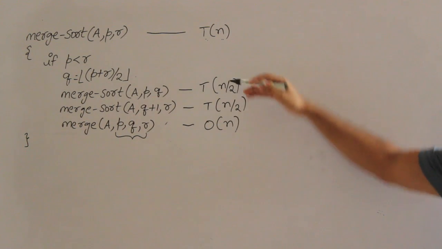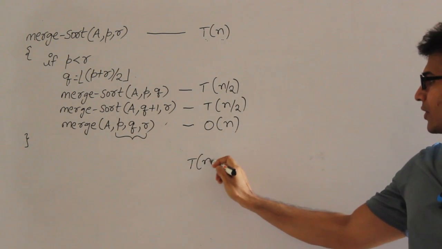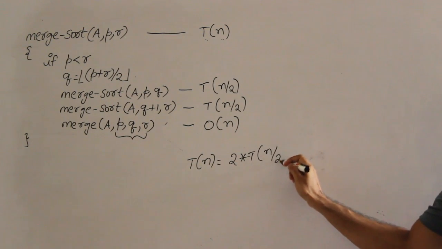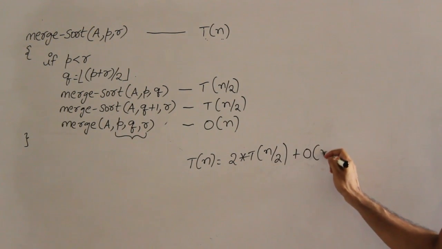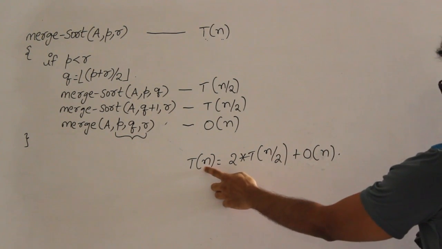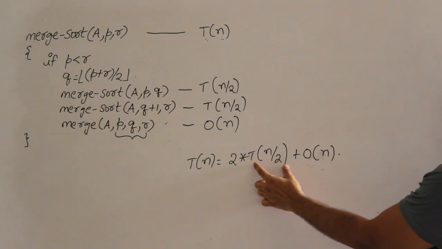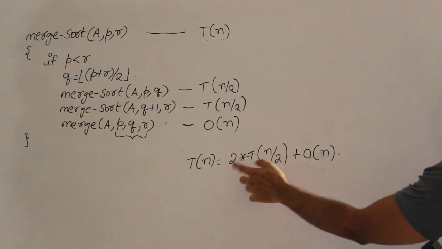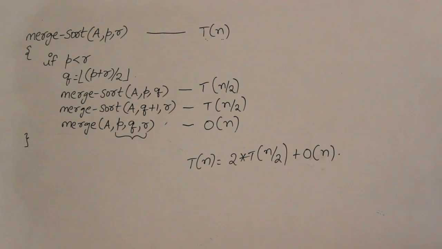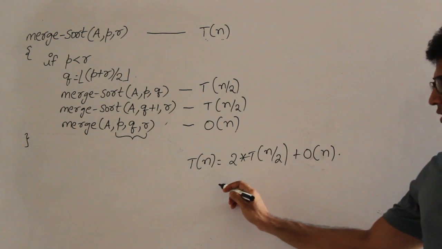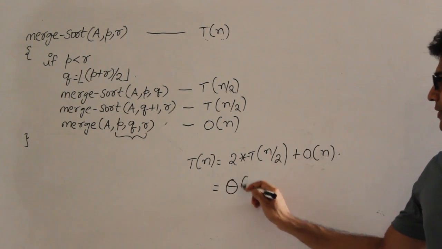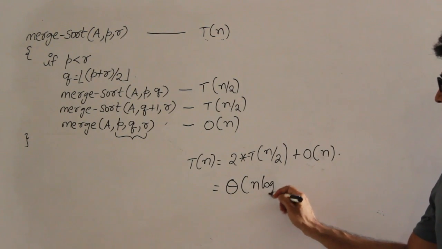Then how can I write this equation? T of n is equal to 2 into T of n by 2 plus order of n, right? Which means in order to solve a problem of size n, we are dividing the problem into two subproblems of size n by 2 and then sorting them, and then we are merging the result, right? So if you solve this using the Master's theorem, the answer will be order of n log n.